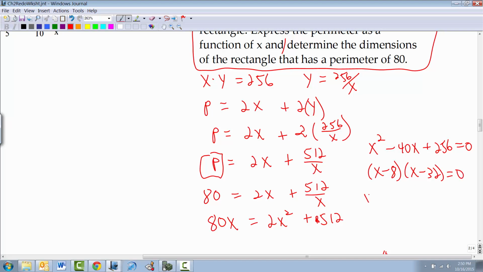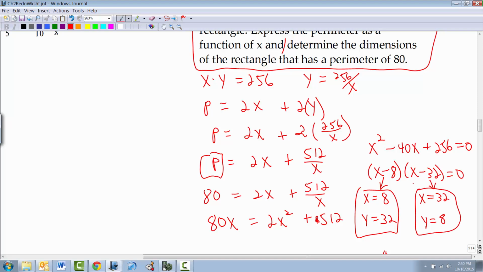So wait a minute, you get x equals 8? Well, then that means if x equaled 8, which is one of the lengths, then y would equal 32. So the length would equal 8, or the width would equal 32. Or x would equal 32. Take a wild hunch what y would equal in this scenario. 8. So it's not really a big deal. But this is really how you read that. This gets you one scenario, this gets you another. They're the same scenario. Either the length could be 32 or the width could be 32, and it's not what they're asking here. They just asked for the dimensions.